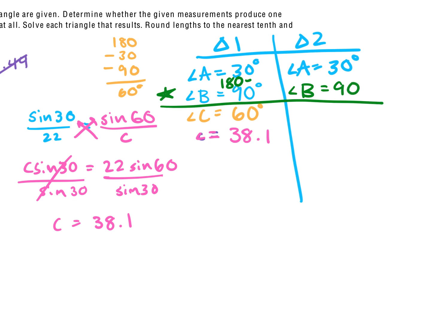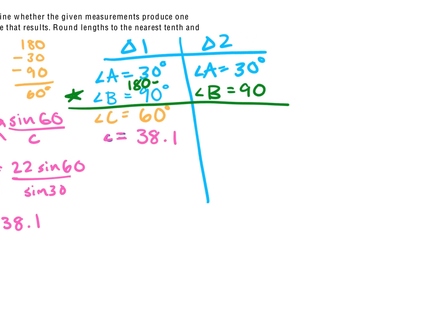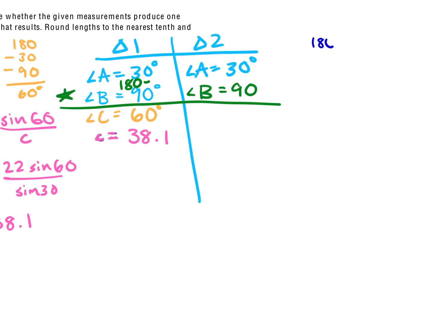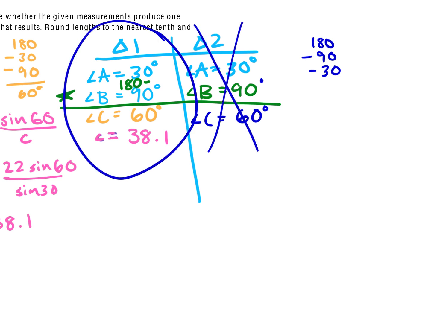How would we find our new angle C? Add the 2 and subtract from 180. So 180 minus 90 minus 30. We get angle C is 60. What do we notice about triangle 1 and triangle 2? They're the same. So they're the same triangle. So technically we only have one triangle here.